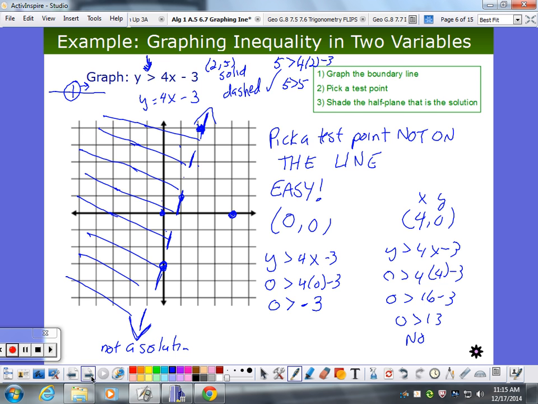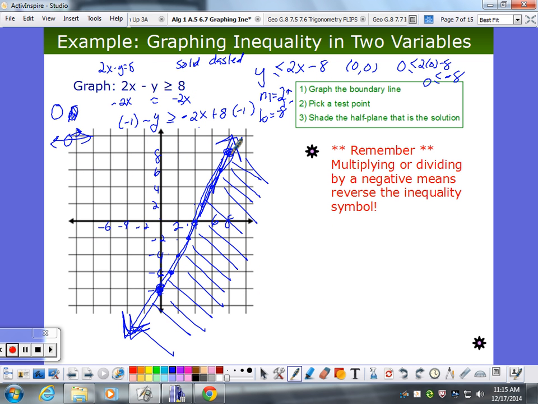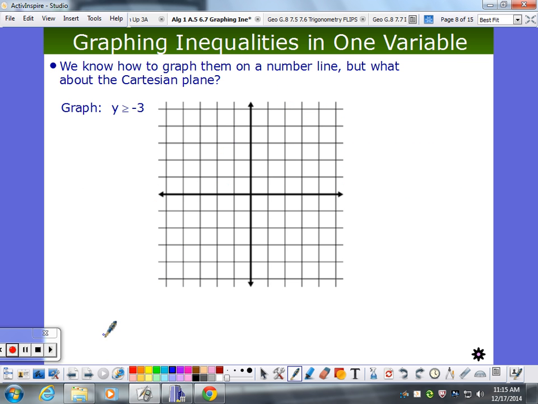When you do one of these and you plug it in, you're also going to get equivalence, but that's okay because there's an equal sign here. So yes, these are part of the solution. See what I mean? Sit with it a little bit. Okay, what about this one?